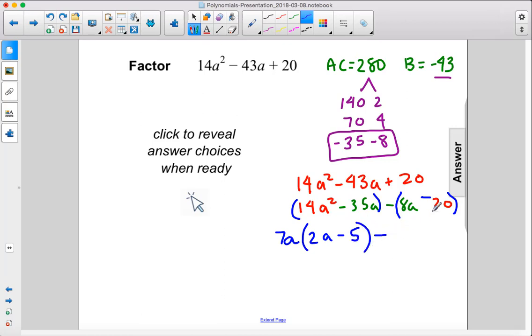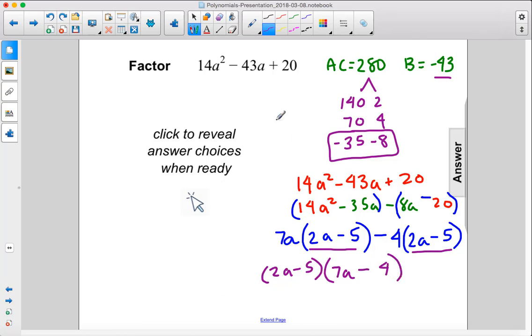And then we have 8a minus 20. So that greatest common factor here is 4, because 4 is the greatest common factor between 8 and 20. So we can take a 4 out front, and that leaves us with 2a minus 5. And as you can see, we now have a 2a minus 5 in both of the terms. So we can take that out front. And what does that leave us with? 7a minus 4. So this is our answer.